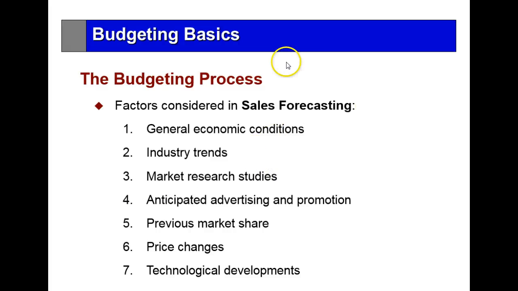Generally, factors considered in determining potential sales: what are the economic conditions doing? What are the industry trends looking like? How about market trends? What are you anticipating for promotional items or advertising? What market share have you had in the business? Any pricing that's going to be changing? Or any developments in technology? So you really have to have an overall understanding of what's happening in the economy and where you stand in the economy to really even go forward with a reasonable budget.